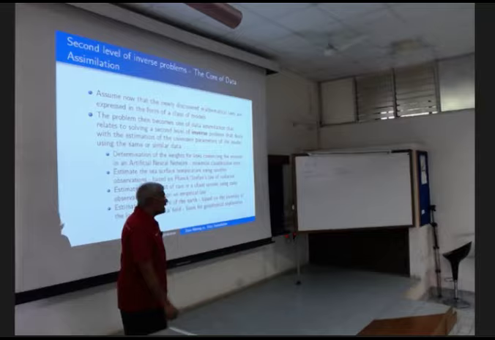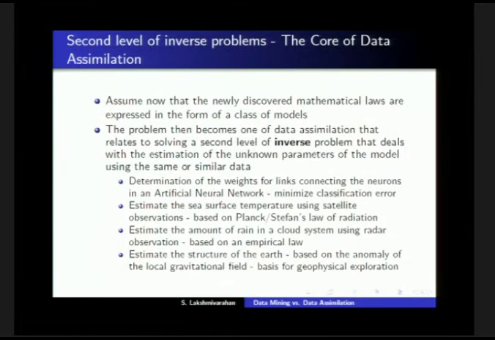Estimating the amount of rain in a cloud system using a radar. That's going to be 10-inch rain in the next 24 hours. That's going to be 0.5-inch rain in the next 2 days. I need to be able to estimate because I need to make a forecast for public consumption.